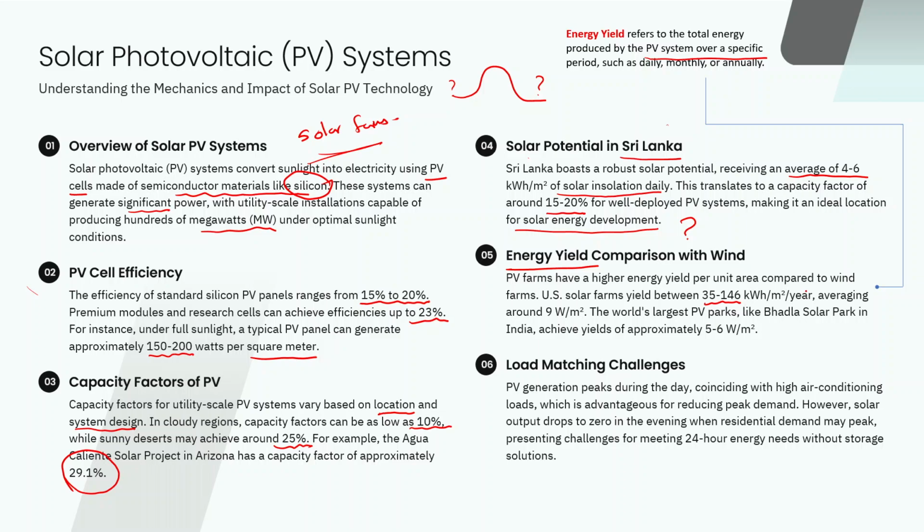Okay. So basically averaging around 9 watts per meter square. Okay. And the world's largest PV park, like Bhadla Solar Park in India, achieved a yield of approximately 5 to 6 watts per meter square. So based on the amount of solar energy available, right?